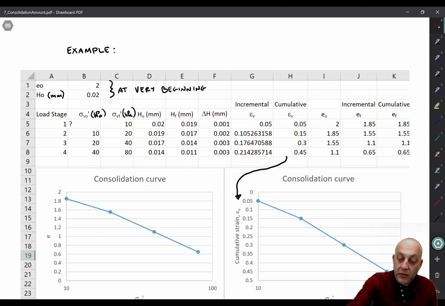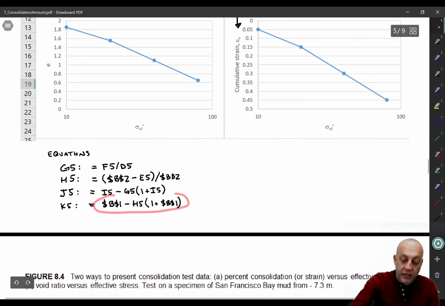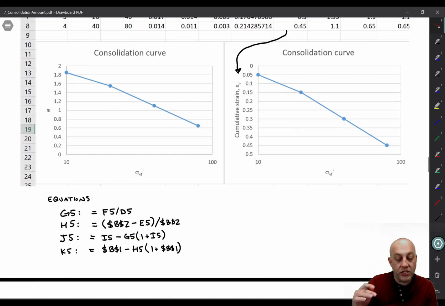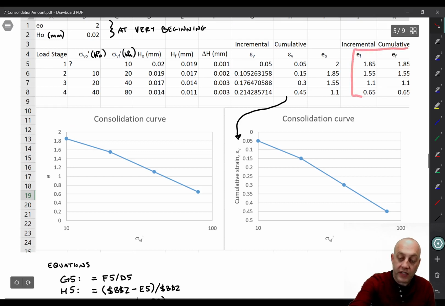Okay, then there's also an equation we can use based on cumulative strain. And that equation is shown right here. Now $B$1 is the void ratio at the very beginning of the test. Okay, we're not using the void ratio at the beginning of each load stage. We're using the very initial void ratio at the beginning of the test. And then we're using the cumulative strain instead of the incremental strain in this equation. And you'll see that these values are exactly the same.